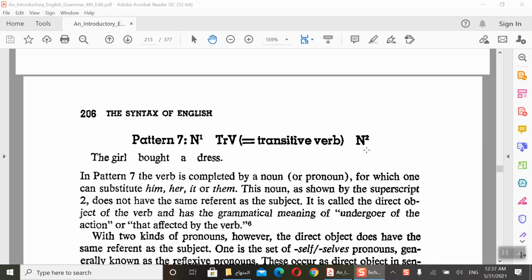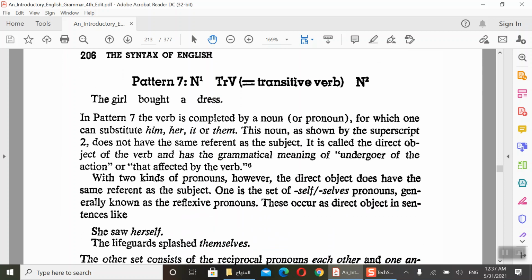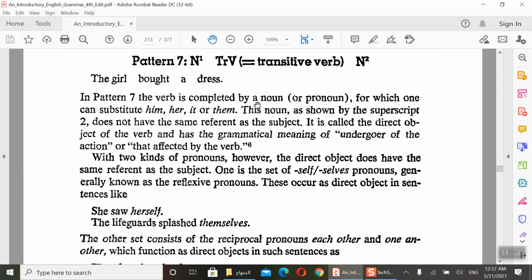And here we have noun. Noun 2, so: noun 1, transitive verb, noun 2. In button 7, the verb is completed by a noun. When we say this verb is a transitive verb, it is completed by a noun or pronoun. We can substitute them with him, her, it, or them. This one and this two means that both are different.